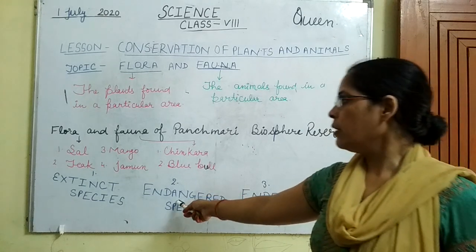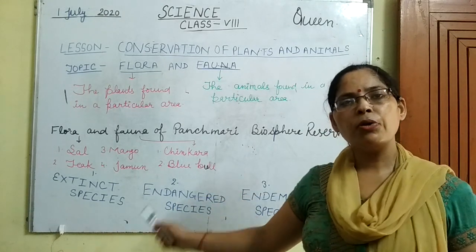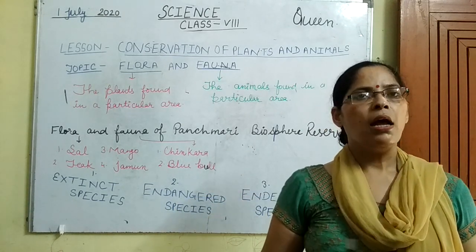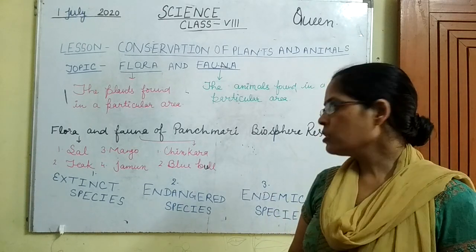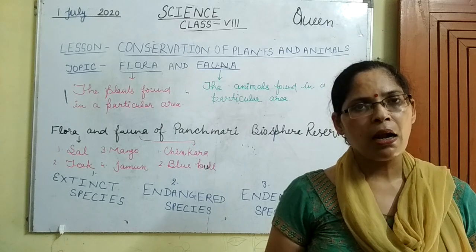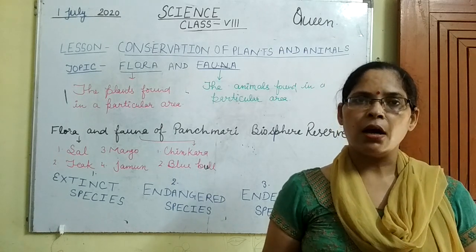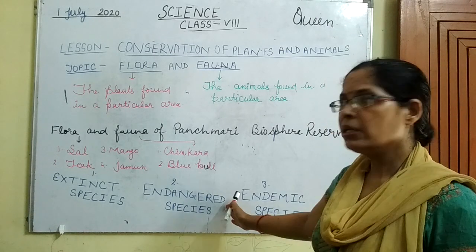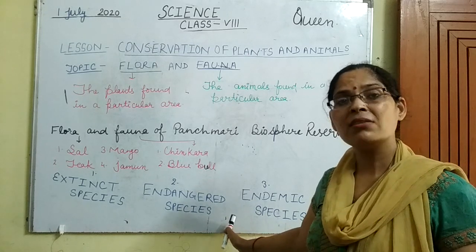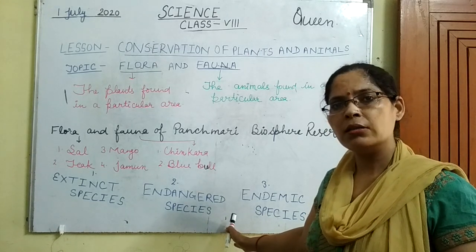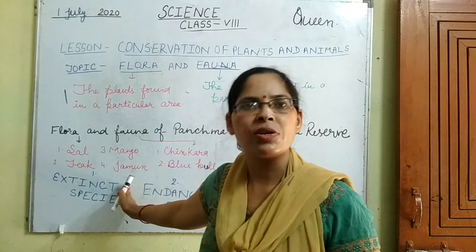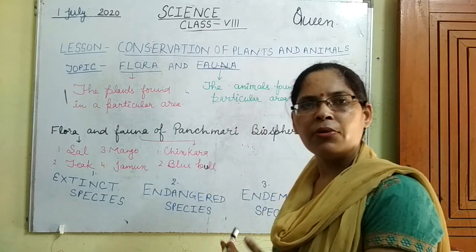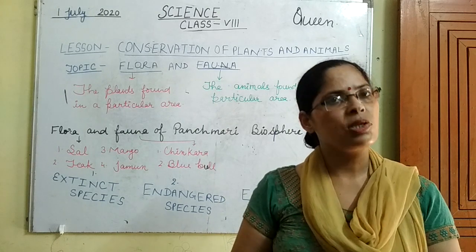Second is endangered species. What do you mean by the endangered species? Endangered species are the species of animals and plants which are present on the earth. That means they exist on the earth, but they are very near to extinction.